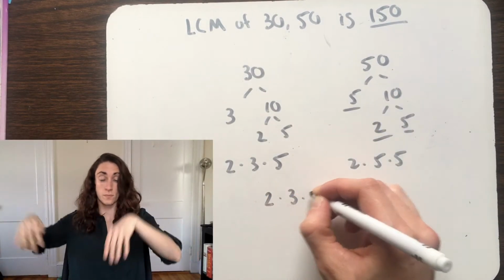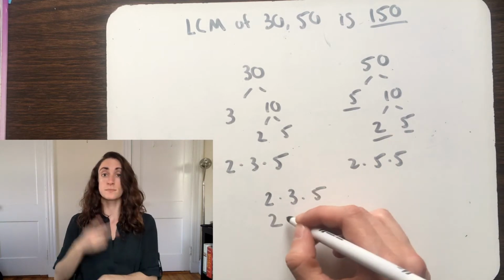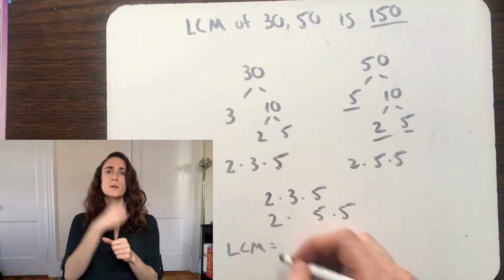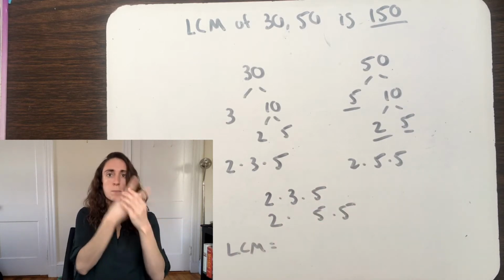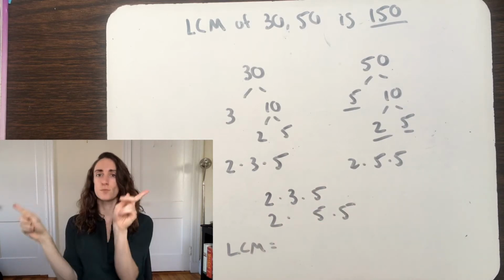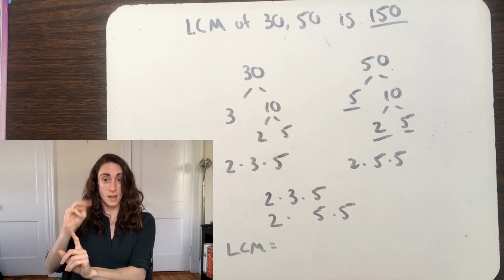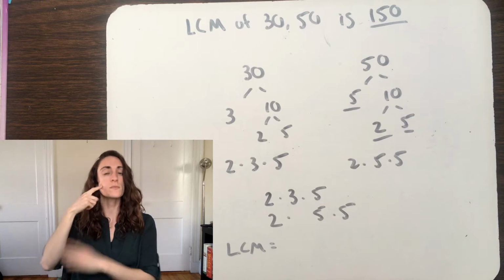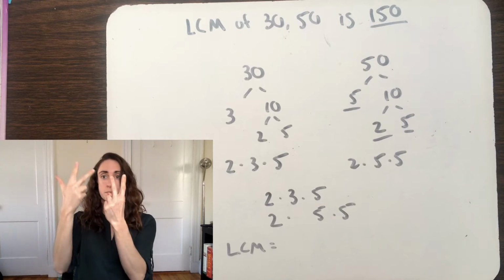Now we can compare the prime factorizations 2 times 3 times 5 and 2 times 5 times 5. Remember before when we talked about greatest common factor, we were looking for only what both prime factorizations contained. The least common multiple is different. Here we're trying to build a number that has everything that both numbers need without anything extra.